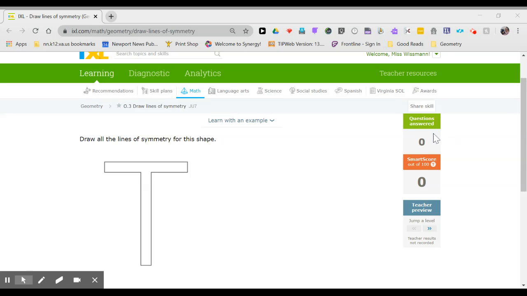So looking at this T, my line of symmetry is going to be right down the middle. And what we were talking about previously, when it says you'll know if you're wrong, if you ended up putting it right here, you know, it's not lining up to be right. So there's a couple of places you can put it. Just make sure you get right down the middle.